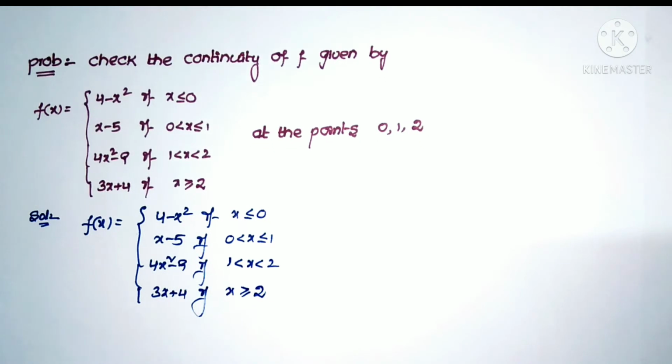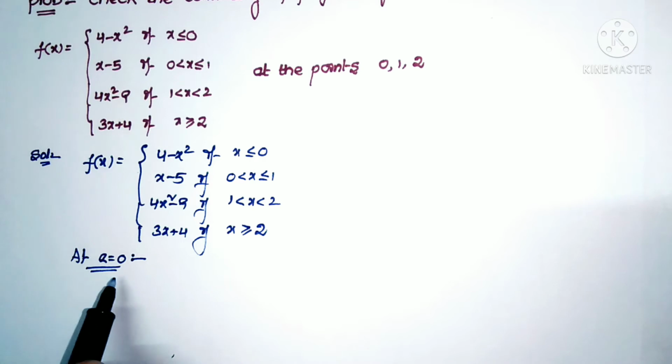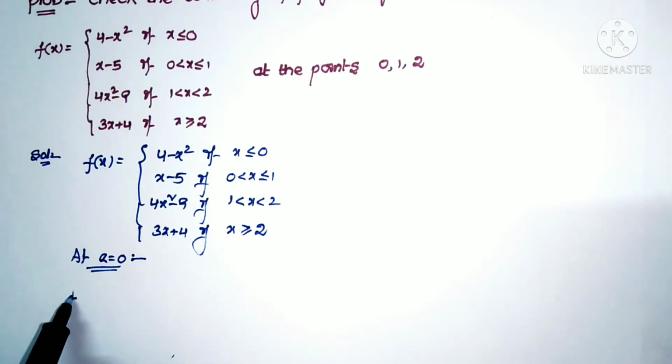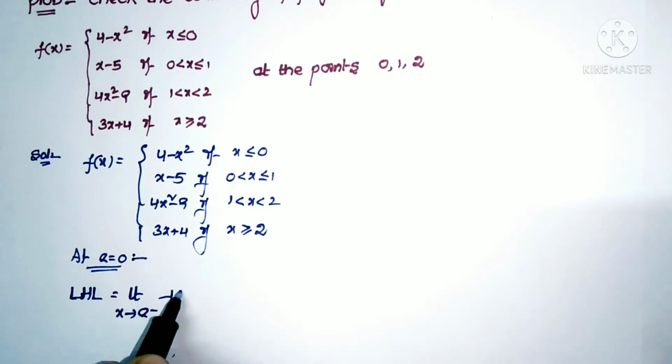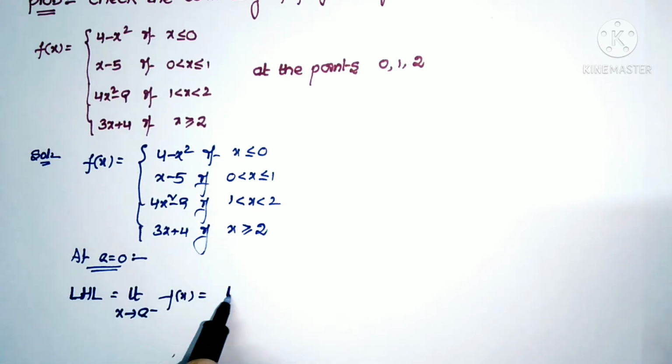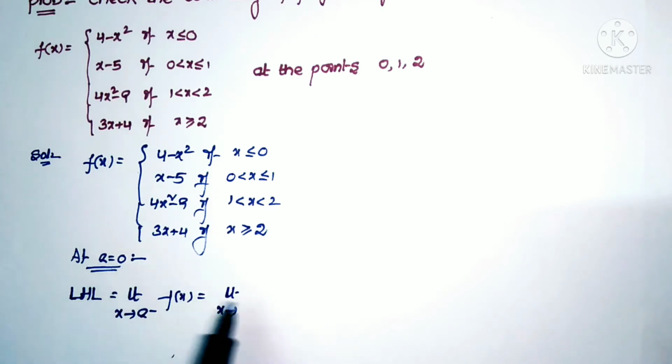So we have to check the continuity of the function. First we check the continuity at the value 0. That is, first we take a is equal to 0. Now to check the continuity, first we have to check the limit existence. So we find the left hand limit value and the right hand limit value. What is the left hand limit formula? Limit x tends to a minus f of x, and here we take a is equal to 0.